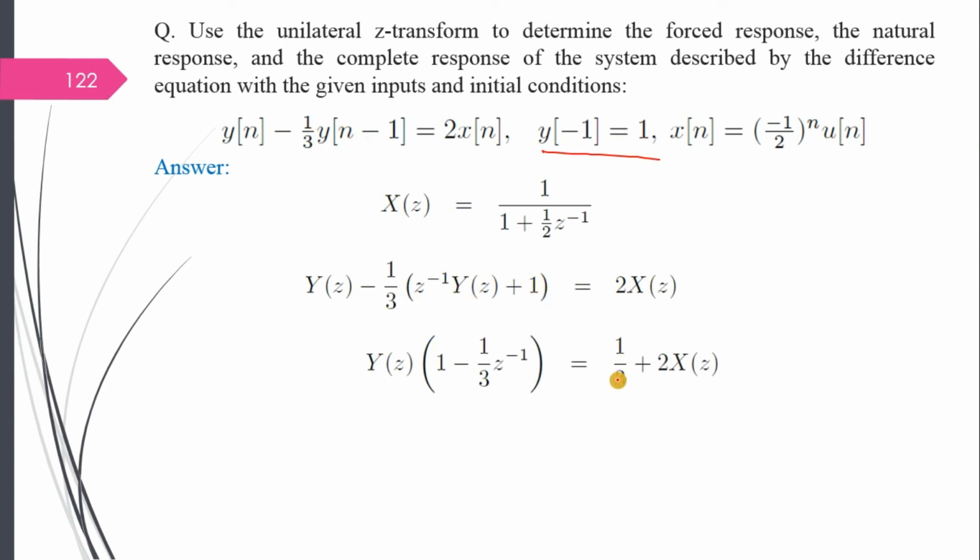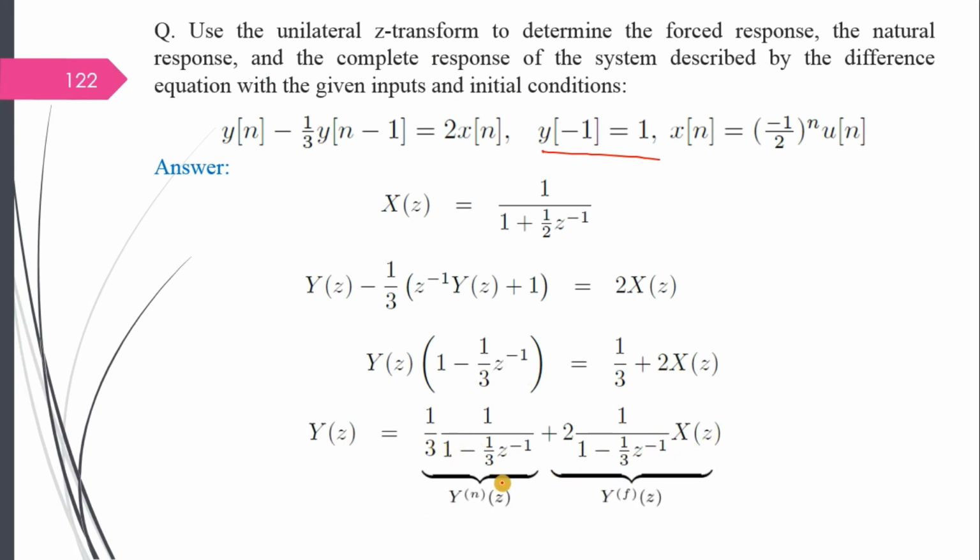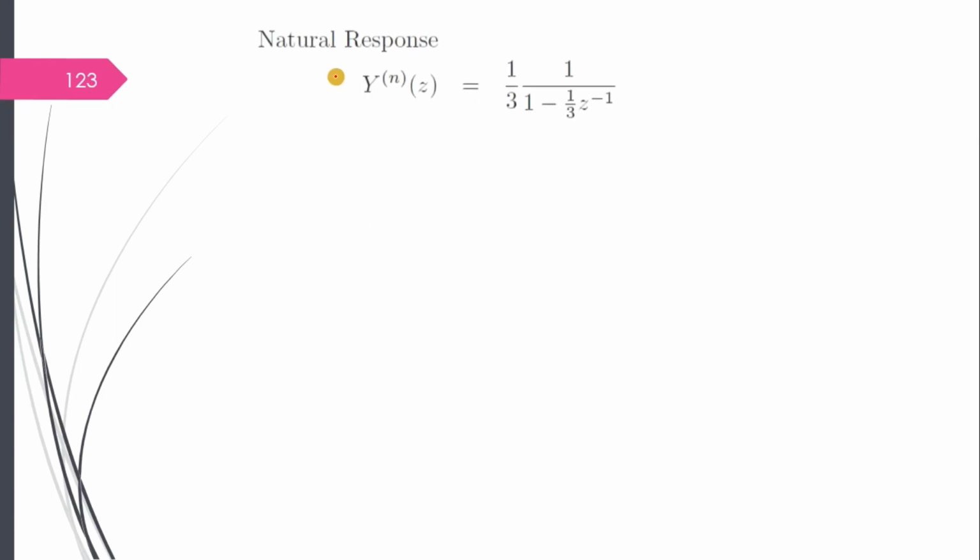This 1 by 3 I am taking on the other side. So y of z is equal to 1 by 3 divided by so and so plus 2 by 2 into 1 by this component on the denominator into x of z. This is natural response. This is forced response. Now I take it in the next slide.